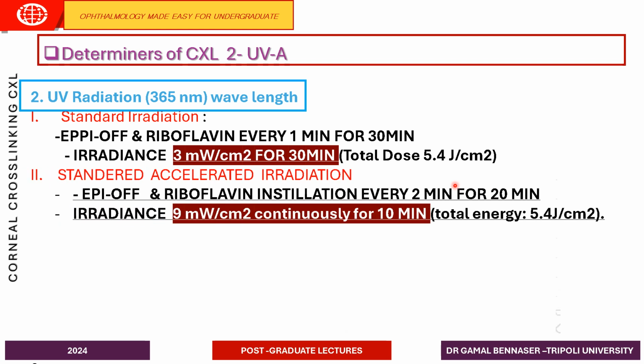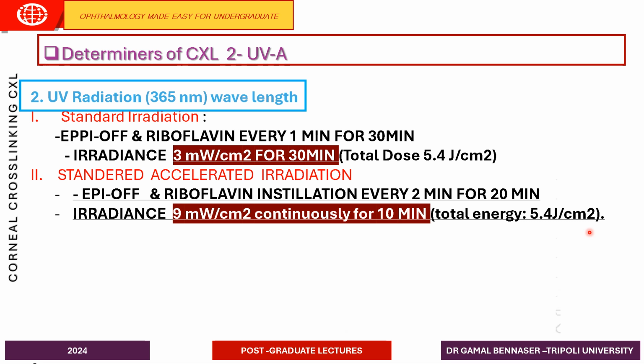doctors now try to modify this protocol, in what's known as the accelerated protocol, in which they use the same principle and the same technique, but increase the intensity of the ultraviolet from 3 milliwatt to 9 milliwatt. Of course, there are many studies on different powers and intensities, but they found that this is the best combination as an epithelial off protocol: 9 milliwatt for 10 minutes, keeping the same total amount of irradiance and energy level.